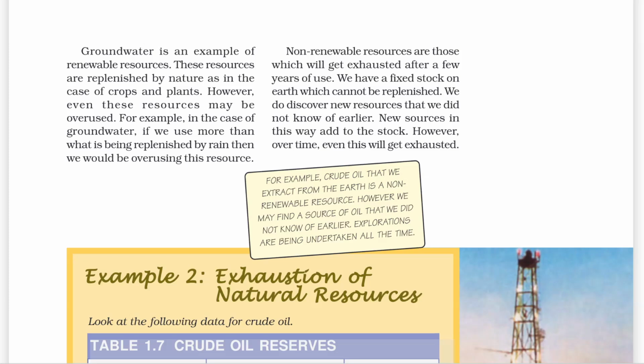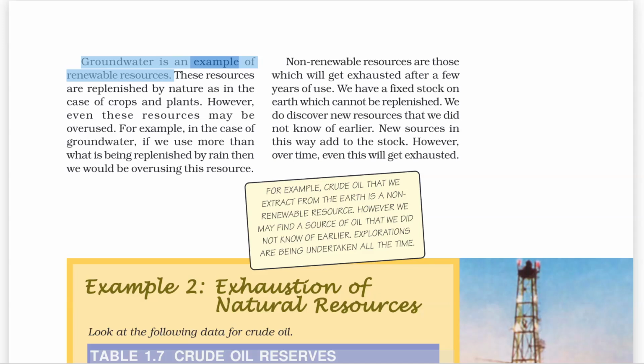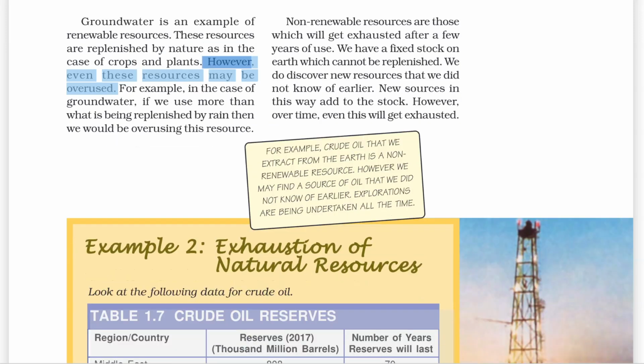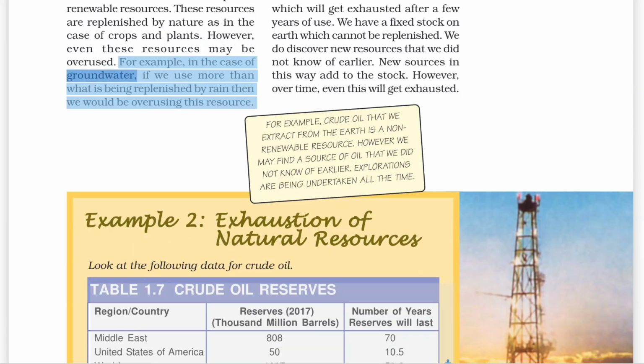Groundwater is an example of renewable resources. These resources are replenished by nature as in the case of crops and plants. However, even these resources may be overused. For example, in the case of groundwater, if we use more than what is being replenished by rain, then we would be overusing this resource.